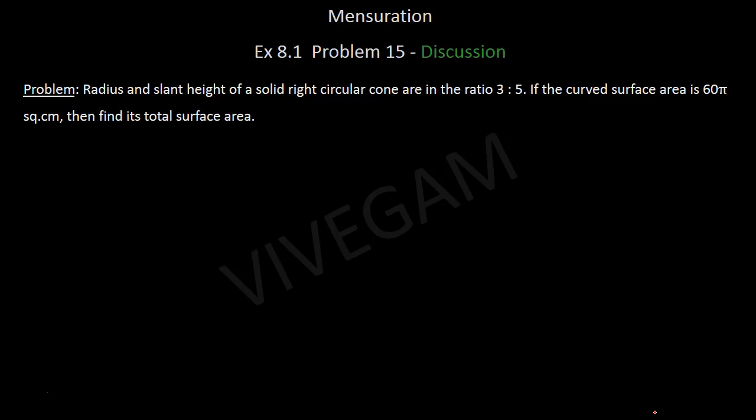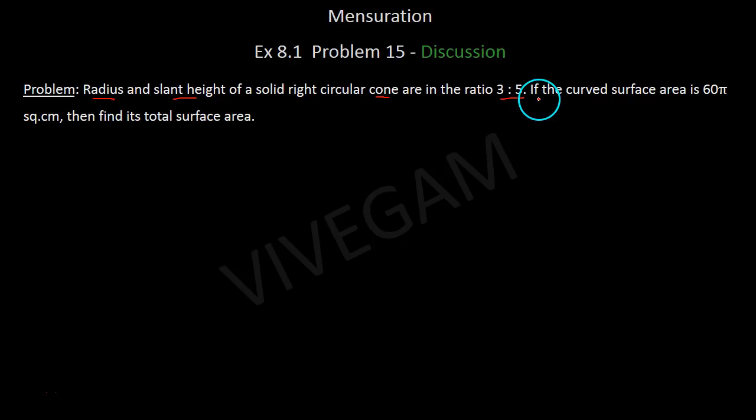So let's mark what is given. The ratio of the radius and the slant height of a solid right circular cone is given as 3:5. This means we can take the radius as 3y and the slant height as 5y. Normally we take 3x and 5x, but because x is a multiplication symbol, I'm taking it as 3y and 5y. So instead of giving you the values directly, they have given it as a ratio. That's how this problem is given.